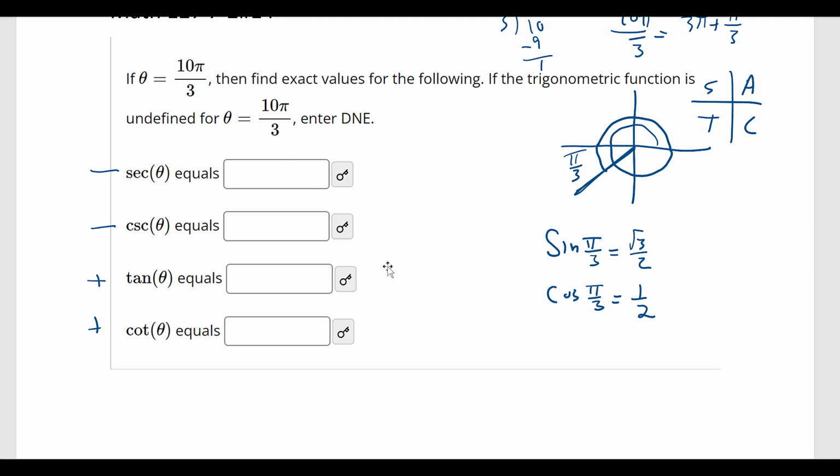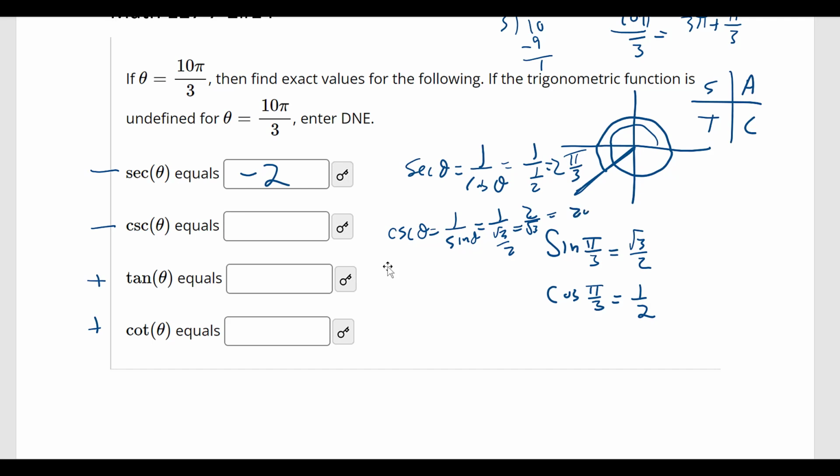So secant theta is 1 over cosine theta. So it's going to be 1 over 1/2, or 2. So it's going to be negative 2 because of the quadrant we're in. Cosecant is going to be 1 over sine of theta, which is 1 over the square root of 3 over 2. So 2 over the square root of 3, but we don't like to have radicals in the denominator. So it's 2 root 3 over 3. So we'll see negative 2 root 3 over 3.